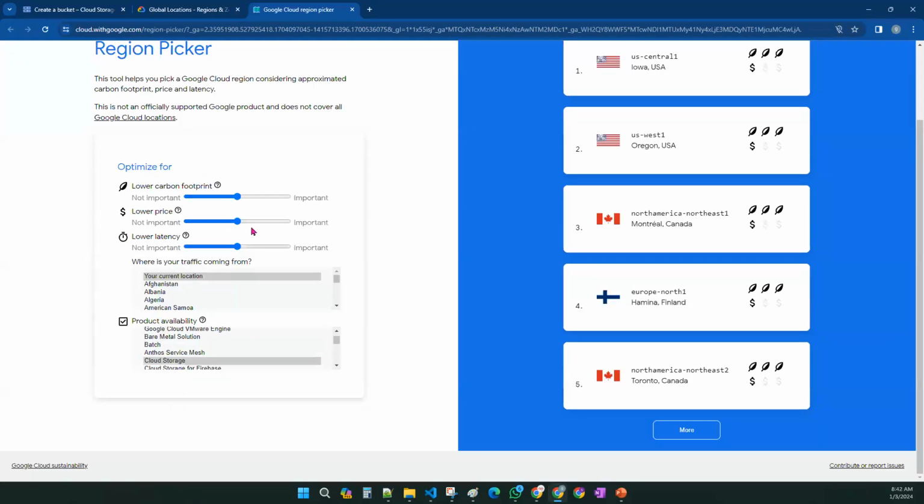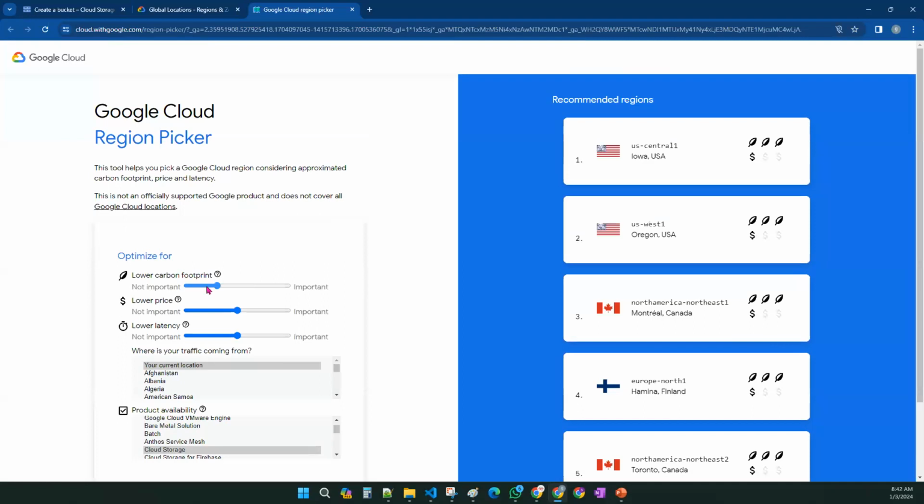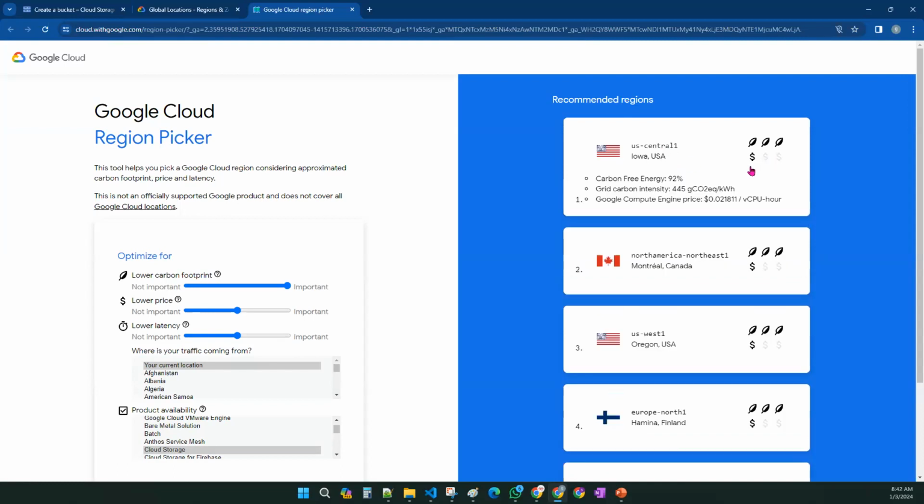So this is also something you have to look at properly. If you want to look at low carbon, US Central is. That's the reason most people, whenever we are deploying for practice or demo purposes, are deploying in US Central one. So this is the main reason.